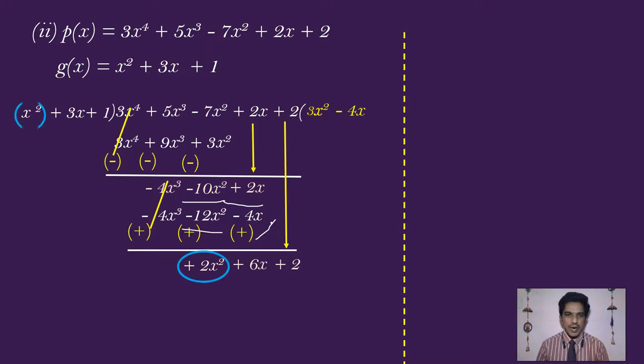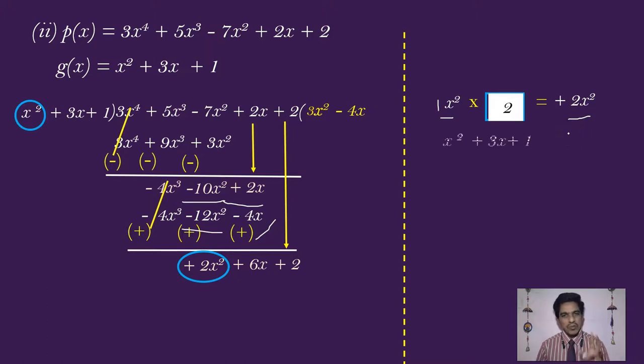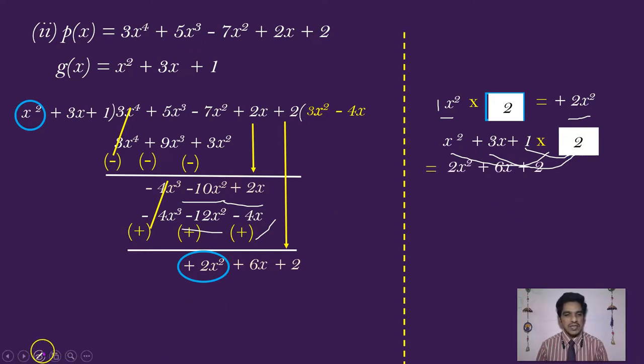Now let us compare 2x square and x square. So x square multiplied by what value gives 2x square? It's very simple. The coefficient is 1. You have to multiply with 2. The variable is the same, so no more x is needed. So you have to multiply with 2. Now multiply the divisor with this 2. You have x square into 2, 2x square. 3x into 2, 6x. 1, 2s are 2. So you will have 2x square plus 6x plus 2.